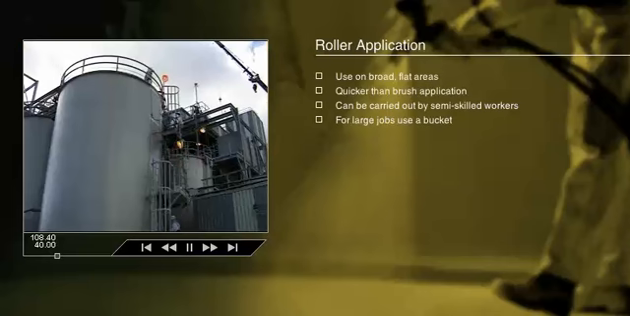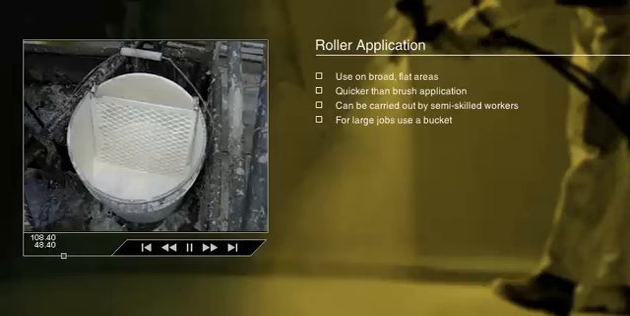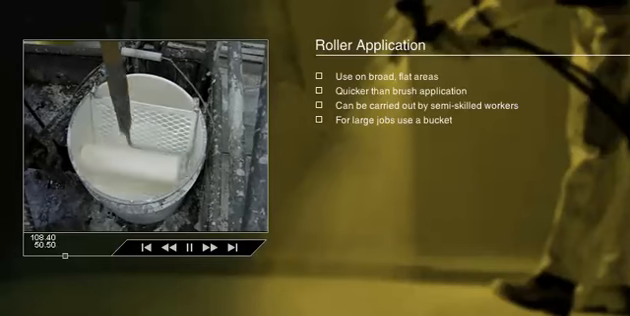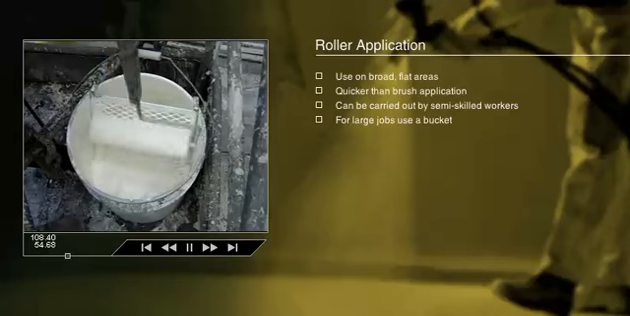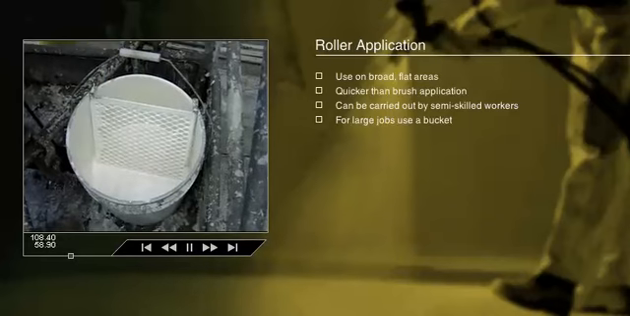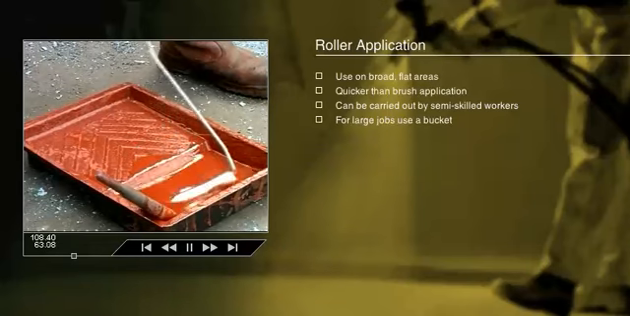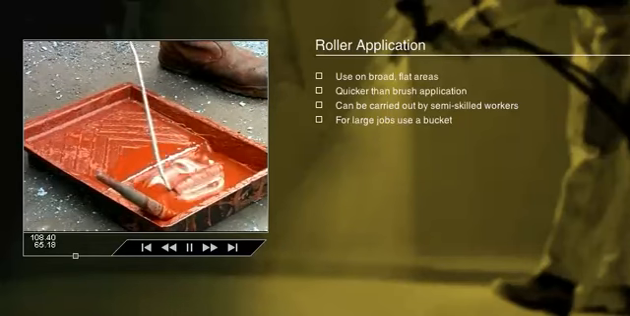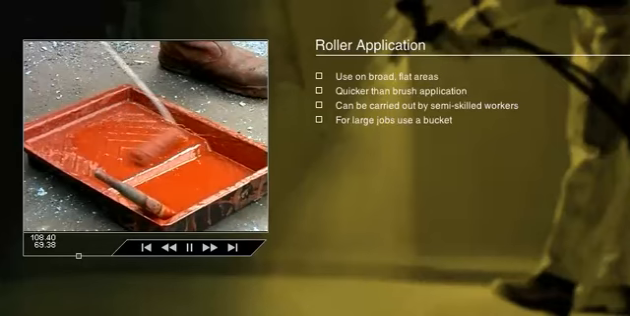For large jobs, it is more convenient to work from a bucket than a tray. A perforated grid is placed inside the bucket, the roller being dipped into the paint and then rolled over the grid to remove surplus material and distribute it evenly. With the tray, a reservoir at one end holds the paint. After charging the roller, it is rolled out on the platform of the tray.